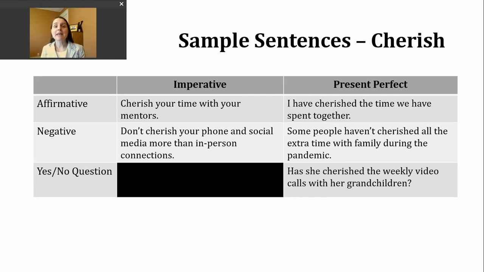If you want to make a negative present perfect sentence, you need to insert not after have or has. And if you're comfortable using contractions, you can use haven't or hasn't. You'll see that in my example sentence. Some people haven't cherished all the extra time with family during the pandemic.